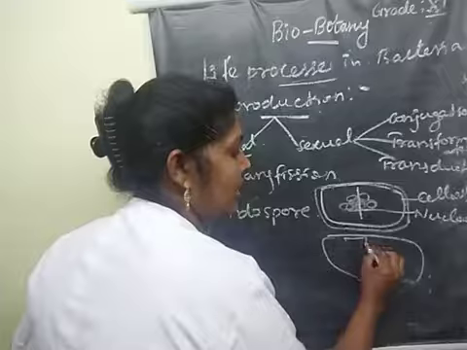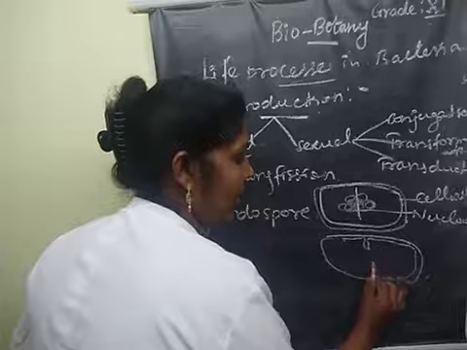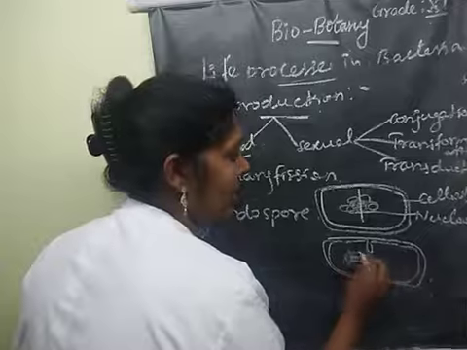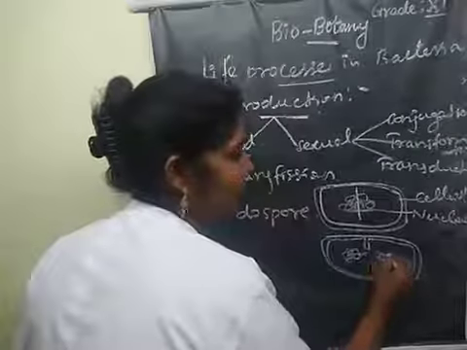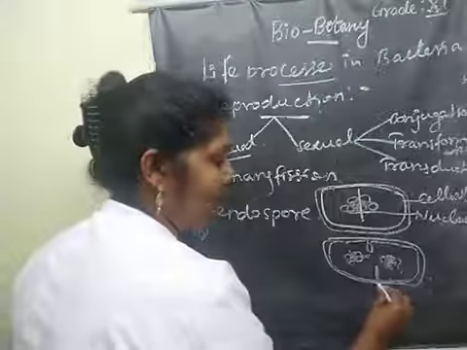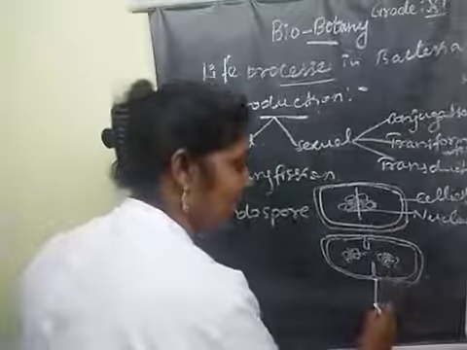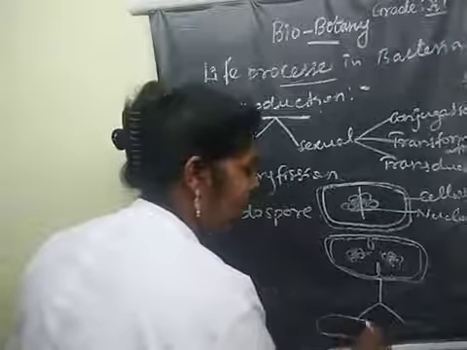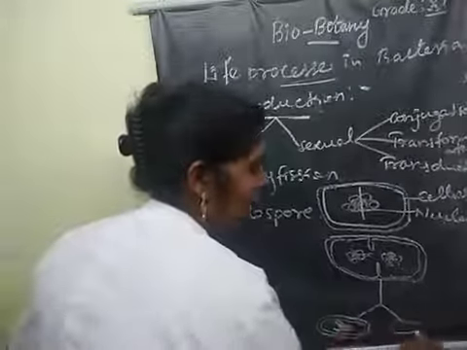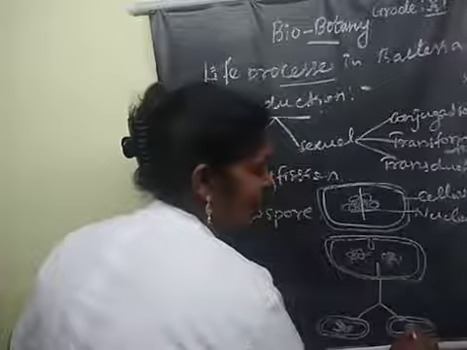Here, a small constriction is forming in this area. So the nucleoid is divided into 2. Understood, children? After that, what will happen? The first step, the nuclear material is divided into 2. Finally, we will get 2 separate daughter bacterial cells. So this is the binary fission method of asexual reproduction.